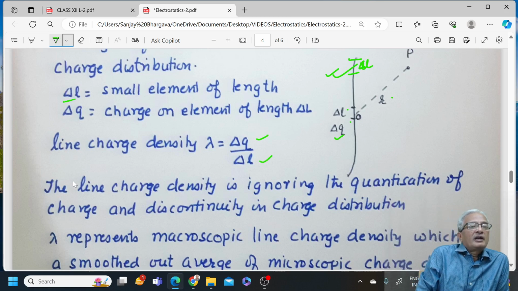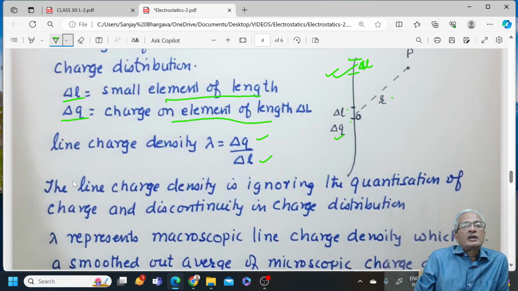And what does delta L represent? A small length of element. And what does delta Q represent? Charge on the element of length dl. And how do we define line charge density? We represent it by lambda, and that is delta Q by delta L.